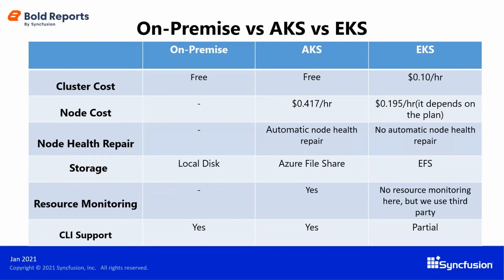Now we have three options for deploying Bold Reports in a Kubernetes cluster. Let's compare these three options now. There is no cluster cost for on-premise and AKS platforms, but EKS charges $0.1 per hour for a cluster. We cannot increase nodes in on-premise mode. And for AKS, they are charging $0.4 per hour and EKS charges $0.195 per hour. It may vary depending on the node plan you choose. There is no automatic node health repair for on-premise and EKS platforms, but AKS has automatic node health repair. So we hand it over to you for selecting the platform to deploy the application in Kubernetes.